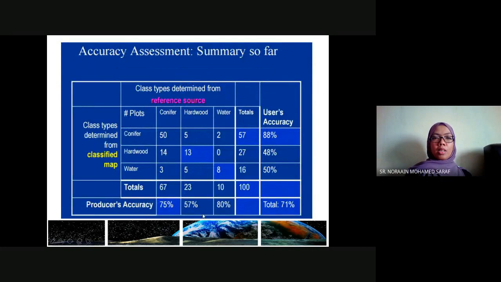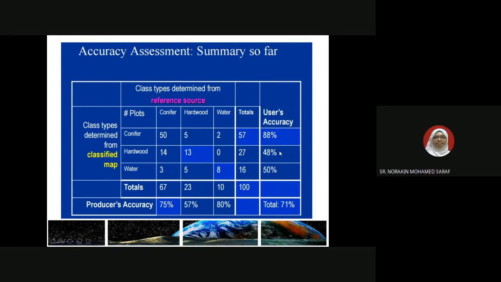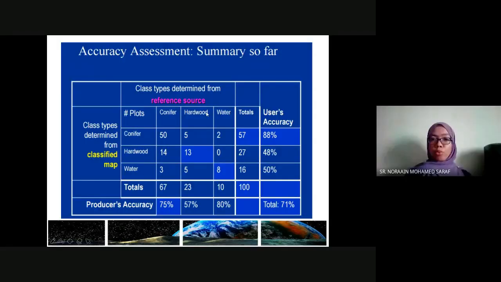Okay, so ini dia punya summary untuk dapatkan dia punya overall accuracy based on total accuracy tadi dengan user accuracy dengan producer's accuracy. So untuk conifer tadi, kalau dekat dalam producer accuracy 75%, tapi dekat hardwood, untuk hardwood dia rendah, accuracy dia 57%. Water tinggi 67. Sama jugalah dengan user's accuracy, conifer dengan water, conifer tinggi, hardwood dengan water agak rendah.